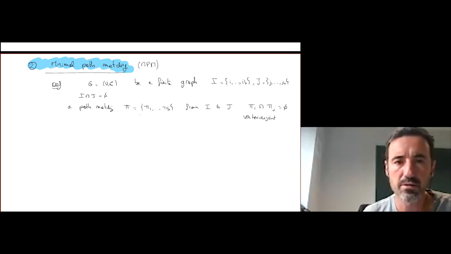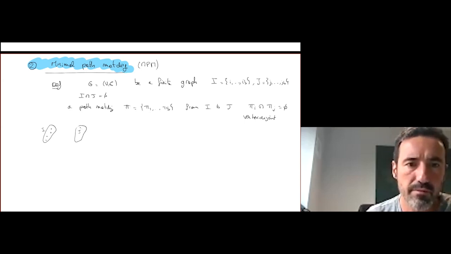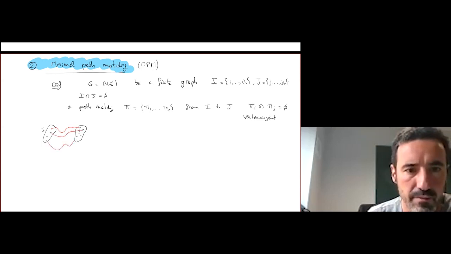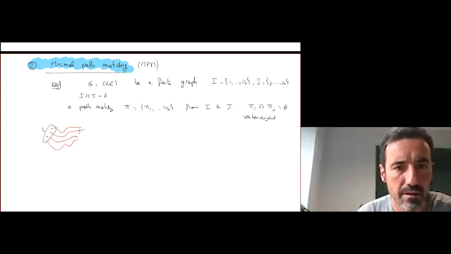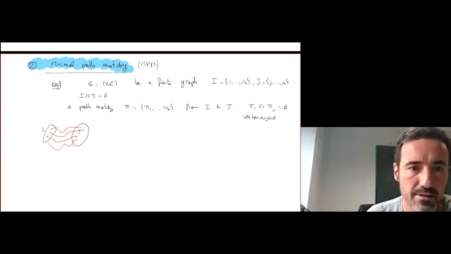So somewhere here you have I, somewhere here you have J, 5 points, B equal to 5. And I want to find 5 paths which are vertex disjoint. Okay, I have added 2. And so there are my paths. This will be pi1, pi2, and so on, pi3 and pi4.